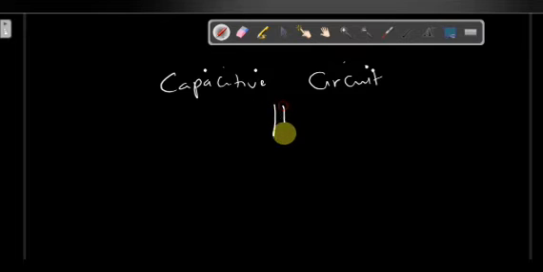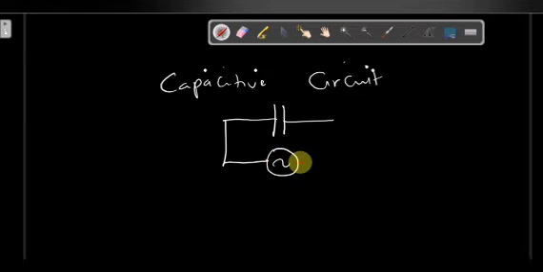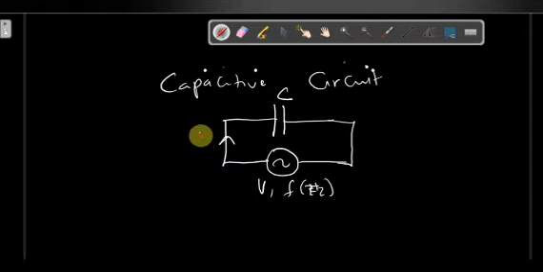So a capacitive circuit is a circuit that contains only a capacitor. So again, we draw this. Okay, so we have the voltage and the frequency as usual measured in hertz. So this is a capacitor. So the current flowing will be IC.